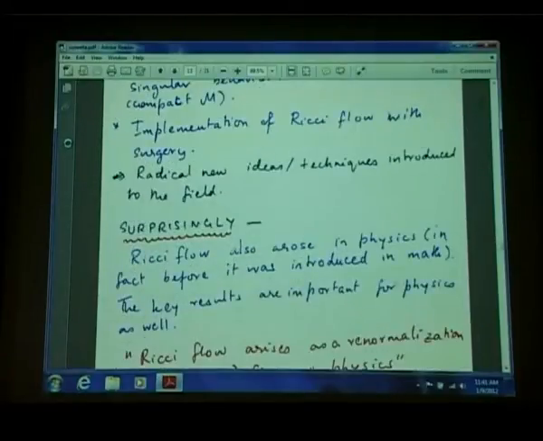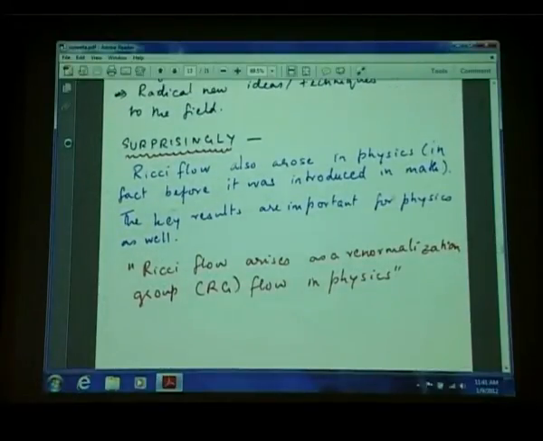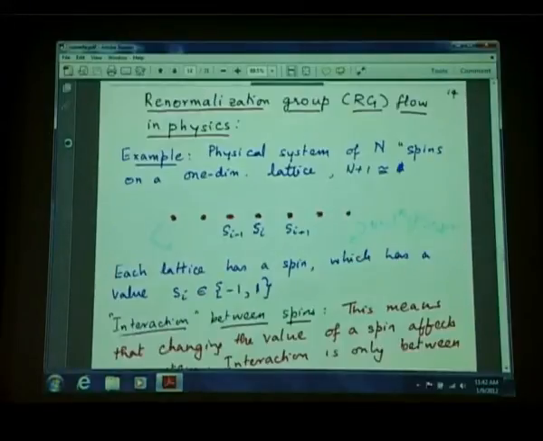Now, it's very surprising that almost independently, and even before it was introduced in math, this Ricci flow arose in physics in a very natural way. So the key results of Perelman are important for physics as well because of this connection. Ricci flow arises as a very natural kind of flow called a renormalization group flow in physics. I know this is a maths audience, but because I'm a mathematical physicist, I do want to talk a little bit about the physics. I want to give you a very rough idea of what a renormalization group flow is and how Ricci flow arises in physics.